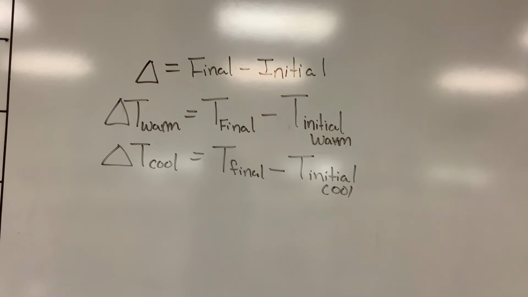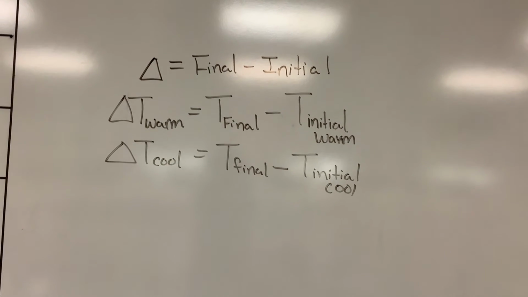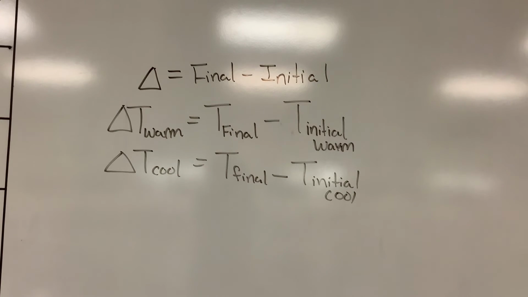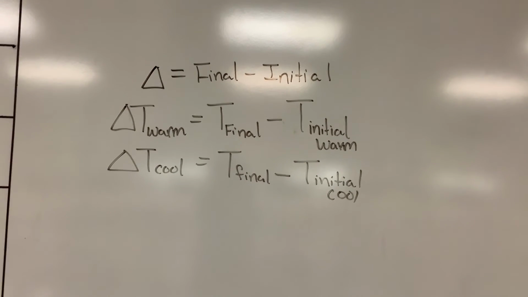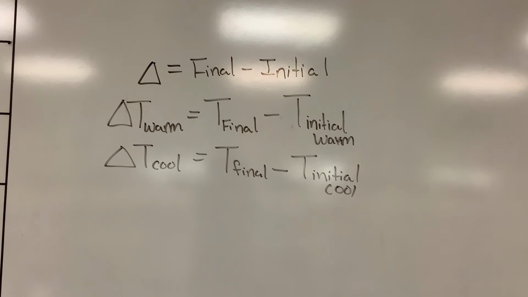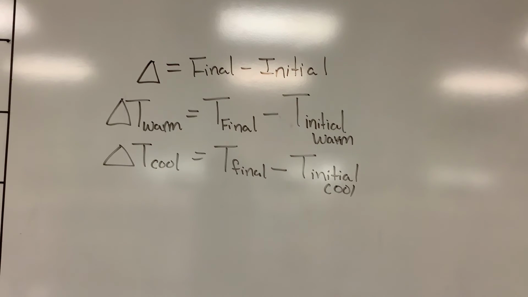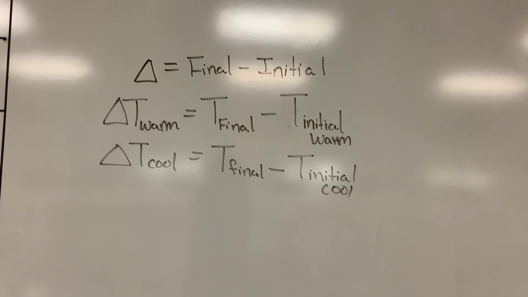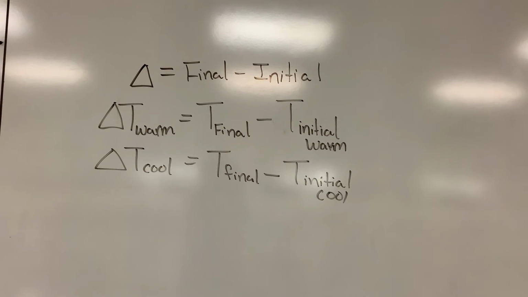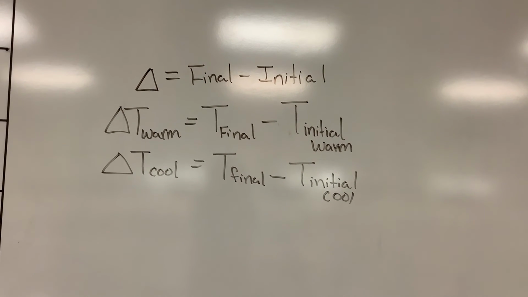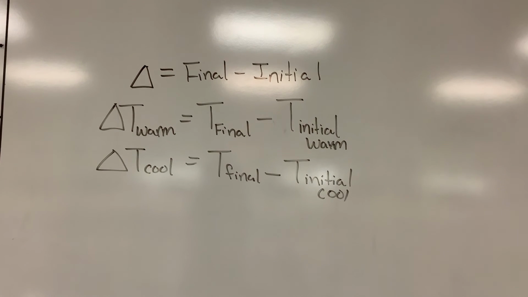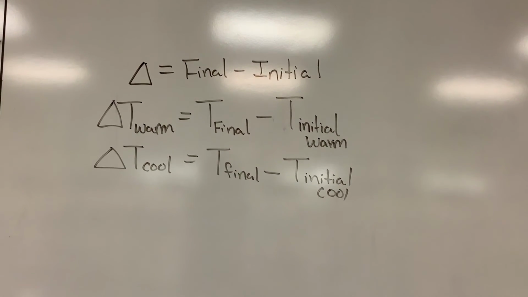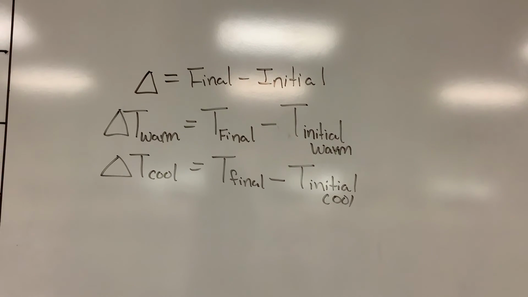The last thing that you need to do in this experiment is to determine the change in temperature for each water sample. Remember, delta just means a final minus an initial. So if you want to find the change in temperature for the warm water, you're going to take your final temperature minus the initial temperature of the warm water. Similarly, to find the temperature change for the cool water, you're going to take the final temperature minus the initial temperature of the cool water.